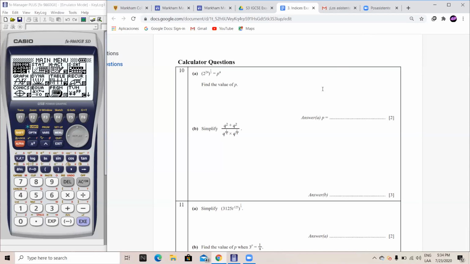The first step you have to do is, when you have brackets over a number, you multiply the two indices. So in this case, it will be 24 times 1/2, which is 12. So this means that 2 to the power of 12 is equal to p to the power of 4. So now we want to find p. To isolate p, you have to root it, but root 4.